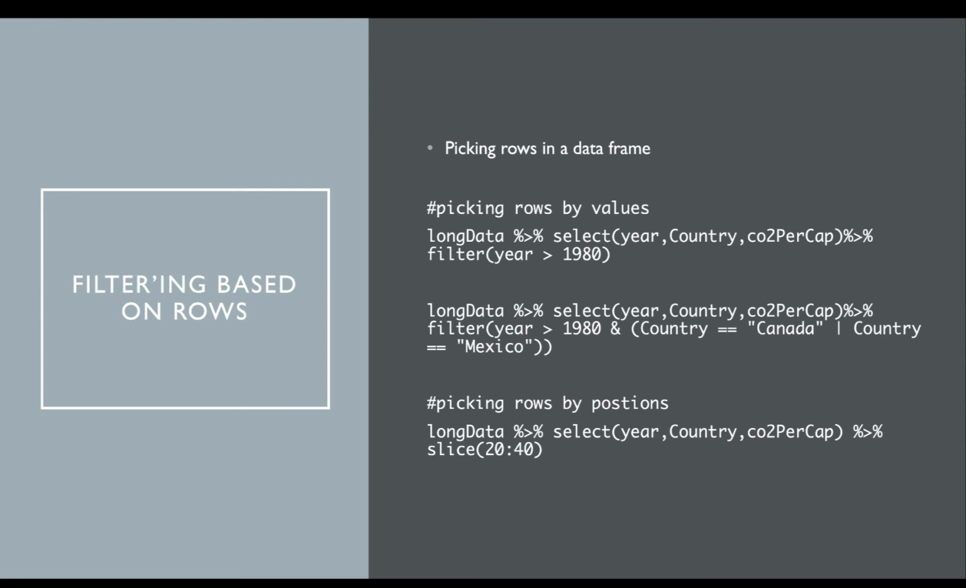In addition to filtering rows based on row values or values in specific cells, we can also select rows based on positions. You can see in the third example, long data has been piped to the select function, selecting specific columns, and subsequently piped to the slice function. The slice function allows us to indicate the set of rows that we are interested in based on the positions of those rows or the row indexes.